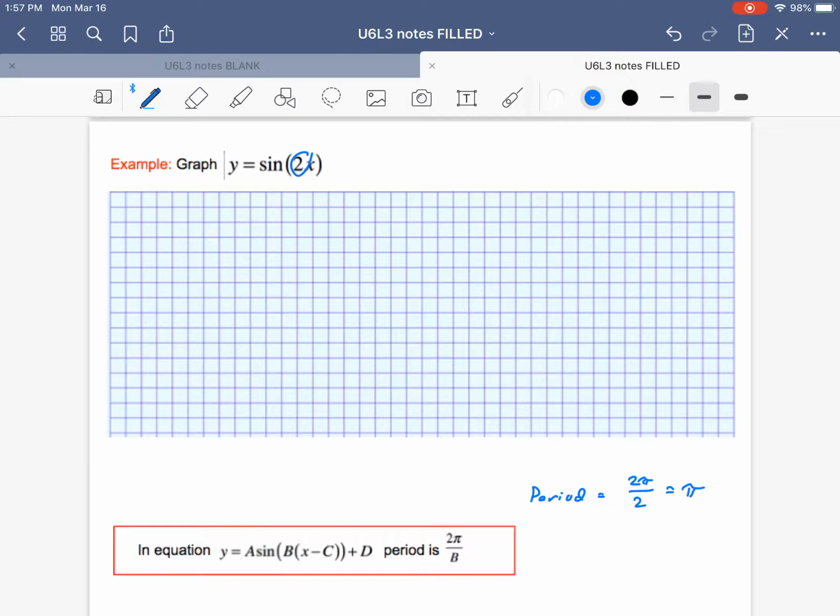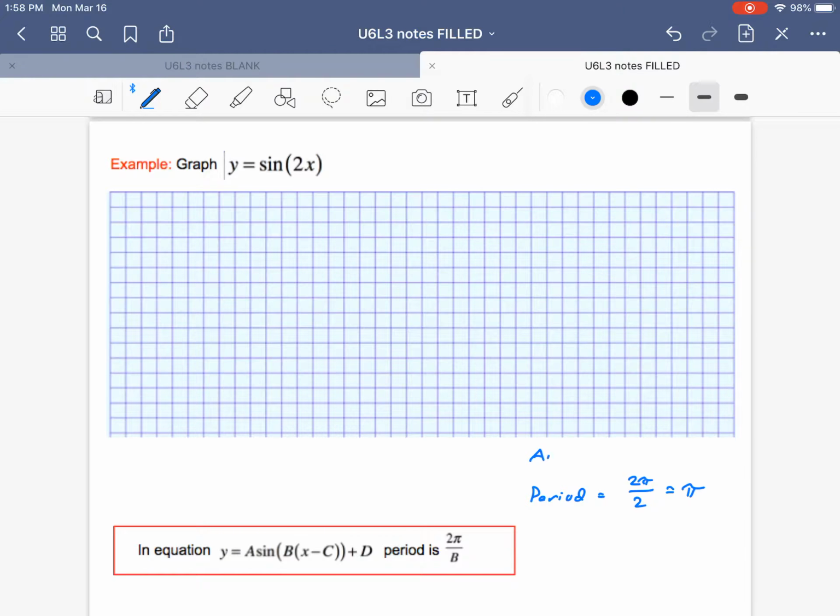So this is going to compress the graph. The graph would normally take 2 pi units to repeat. Now it's only going to take pi units, and we should know that because we know that multiplying x by 2 creates a horizontal compression. All right, so let me erase this, and then I want to list 3 more characteristics of this graph.